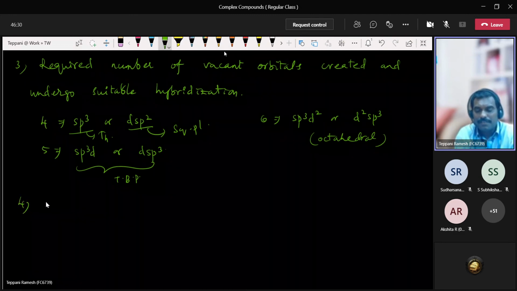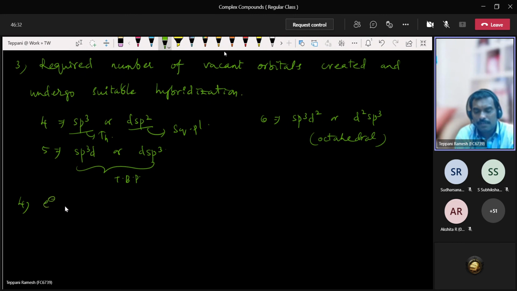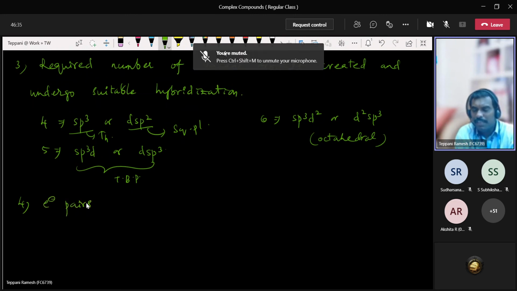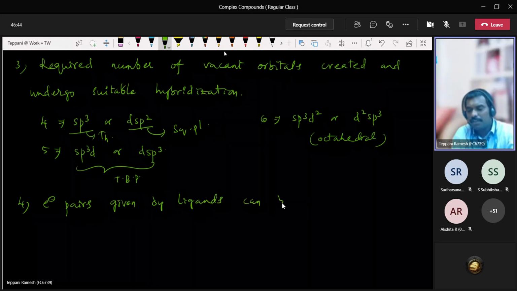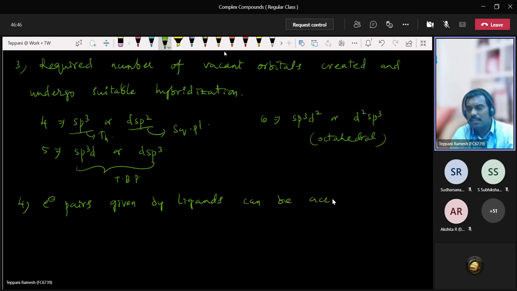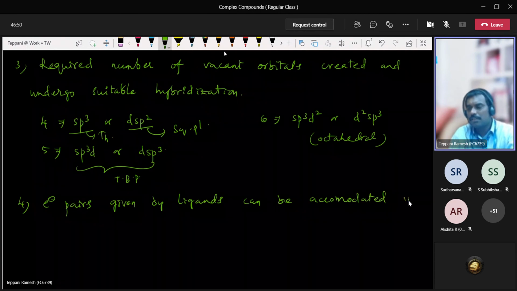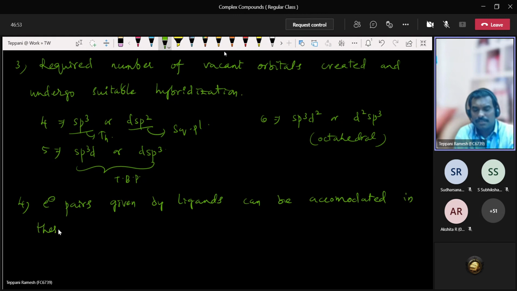After that, electron pairs will be given by ligands. Those electron pairs given by ligands can be accommodated in these hybrid orbitals which are vacant.